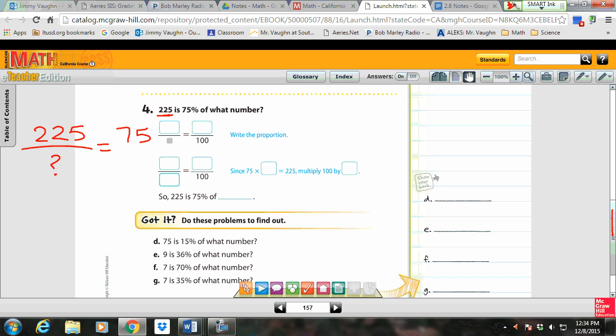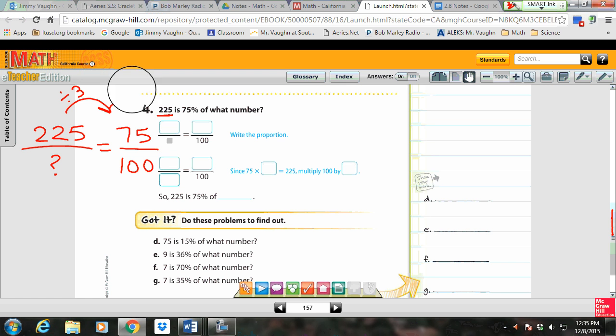75 is the percent of kids that is equivalent to the 225, and it's 75%, so that's why it's over 100. So 225, what do you do to get it to be 75? You may not know that right off the top of your head, but you can play with it. How many times can 75 go into 225? After you play with it, you'll realize that it goes in 3 times.